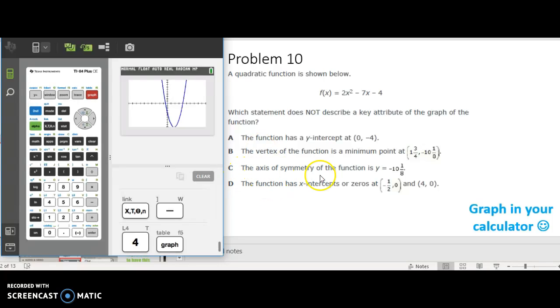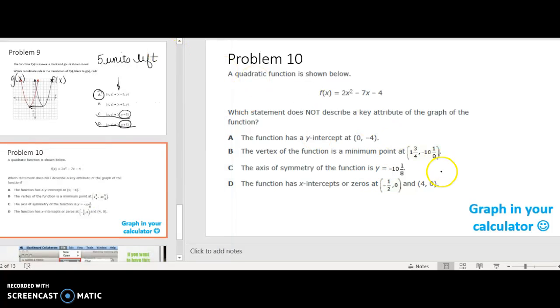The axis of symmetry of the function is y equals -10 1/8. Okay, axis of symmetry, we know that that equation is always written as x equals, and then it goes with the x value of the vertex. So we can probably eliminate C.